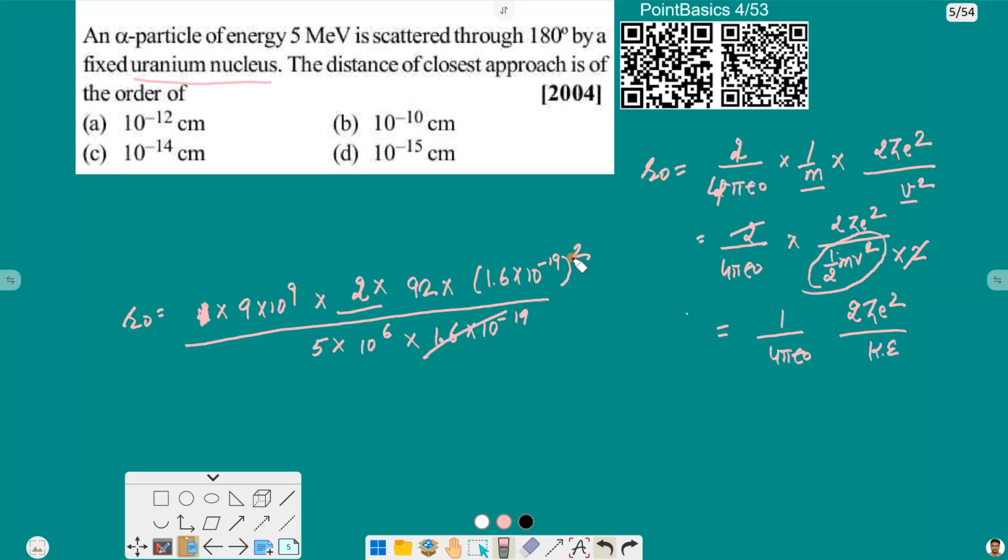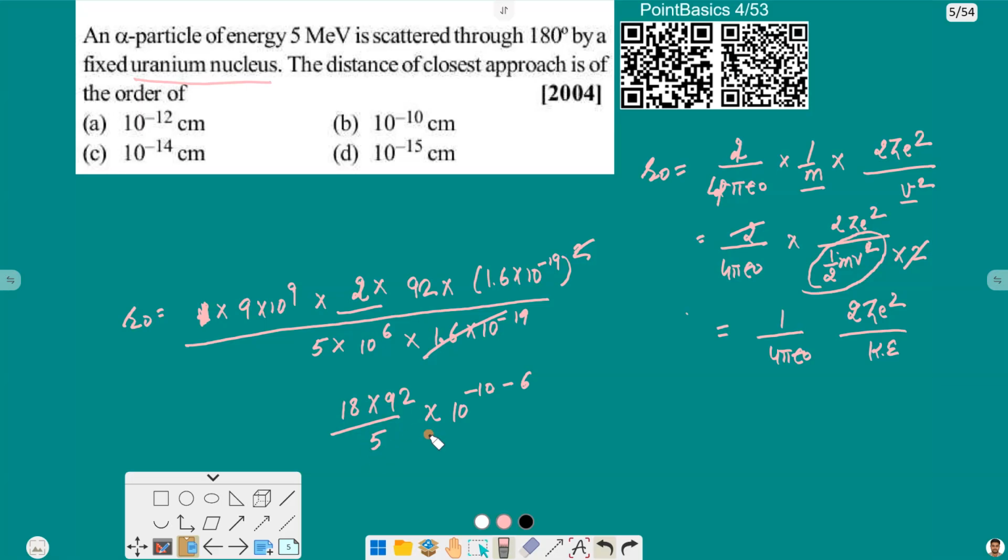So this term will cancel this one. And what will we have? We will have 9 into 2, that is 18, into 92 divided by 5. And in terms of 10 raised to power, we have 9 and minus 19, so this will give us minus 10. And this will go up, so minus 6. So 10 raised to power minus 16.